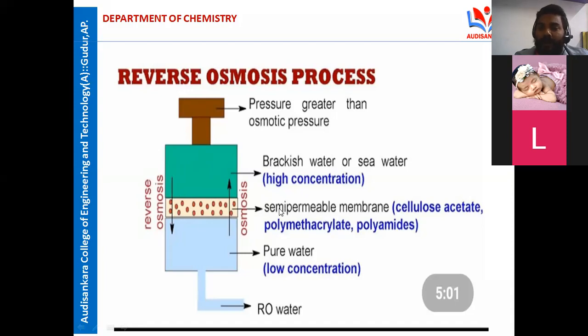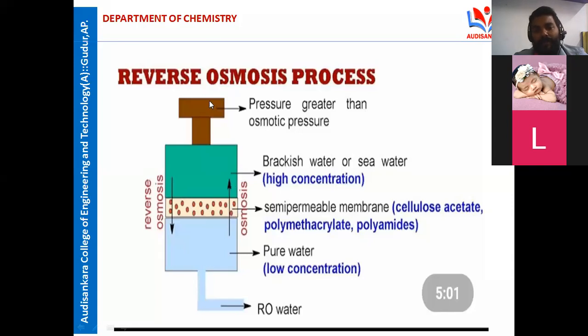It is an ultrafilter, nanofilter. It is made of cellulose acetate, polymethacrylate, and polyamides. These are the chemical names. These polymers are used to make the membrane. Reverse osmosis is completely a membrane process.